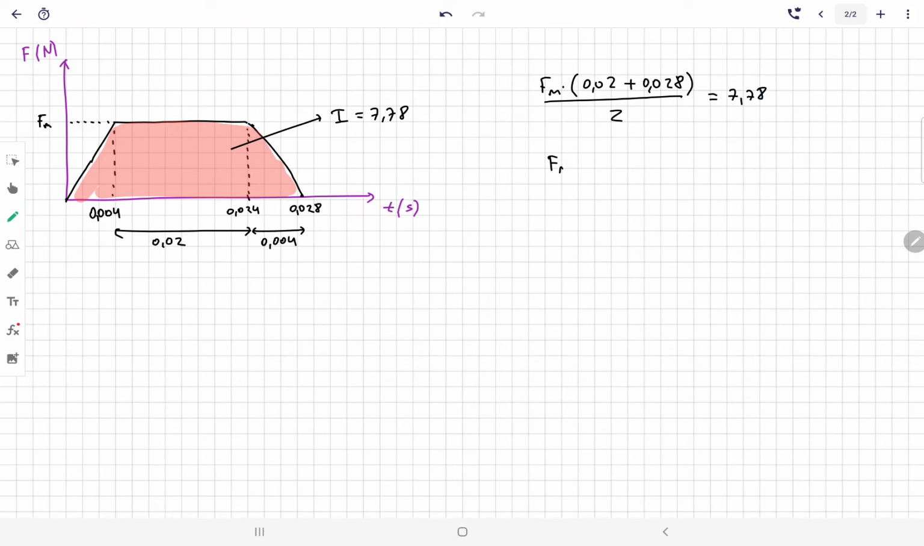So from here we can find the maximum force, which is, let me use my calculator, approximately 324 newtons. This is the maximum force applied to the soft ball.